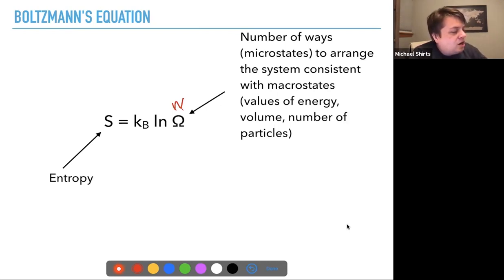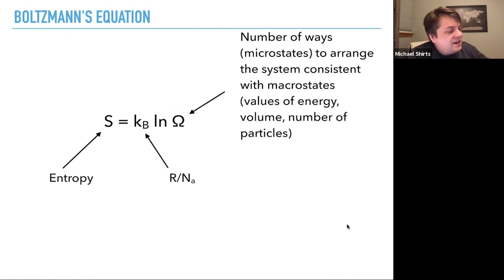Okay, so then k is actually something we've seen before. It's the gas constant divided by Avogadro's number. This is not an accident or anything. The reason we see the ideal gas constant popping up in ideal gases is that most of those ideal gas formulas can be derived from Boltzmann's equation.